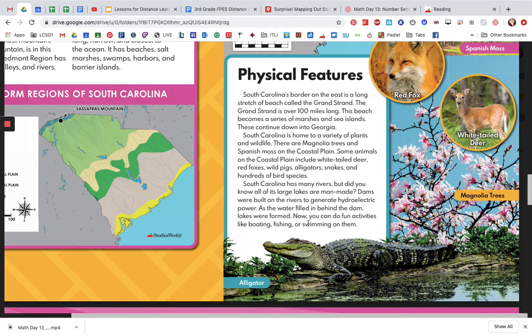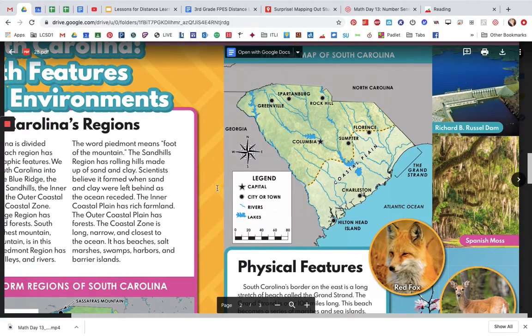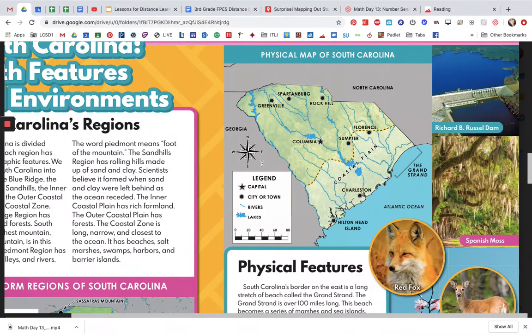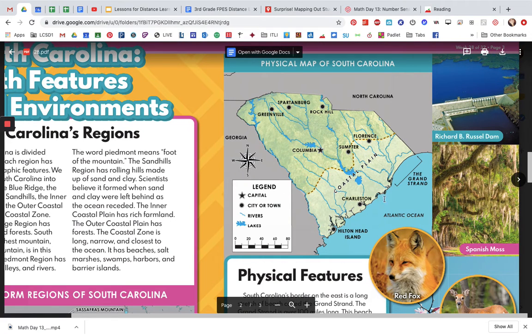Okay, so let's look at the questions. Number 1, what are some animals you would find in the coastal zone? Number 2, what is the name of the long stretch of beach to the east of South Carolina? How long is it? Number 3, why were dams built? Number 4, look at the map above the article. So it's talking about this map here. What is the capital of South Carolina? So you need to look at this map and find the capital.